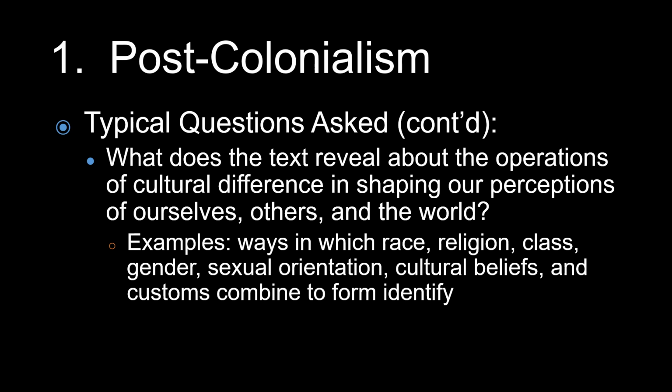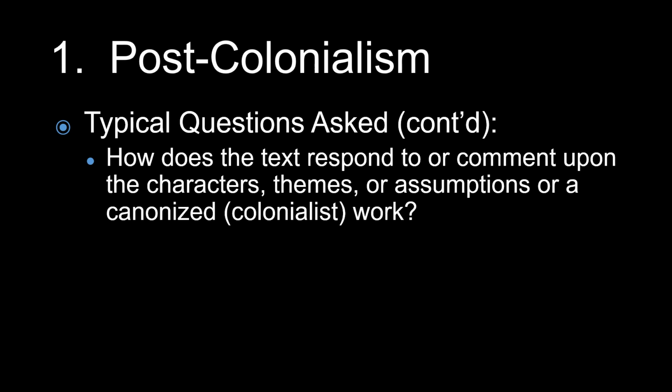How can race, religion, class, gender, sexual orientation, specific cultural beliefs, or custom combine to form your identity, and where do you fit within a hierarchy as that identity? Also, how might a text respond to or comment on characters, themes, or assumptions of a canonized colonialist work? Now, the canon, for those of you who don't know, C-A-N-O-N, is simply a body of work and authors that are considered to be representative of a culture. In our world, Shakespeare is considered part of the literary canon. Shakespeare, if you don't know, is a dead British white guy. That is part of the canon. So, how does Shakespeare's placement in the canon reflect a post-colonial world?